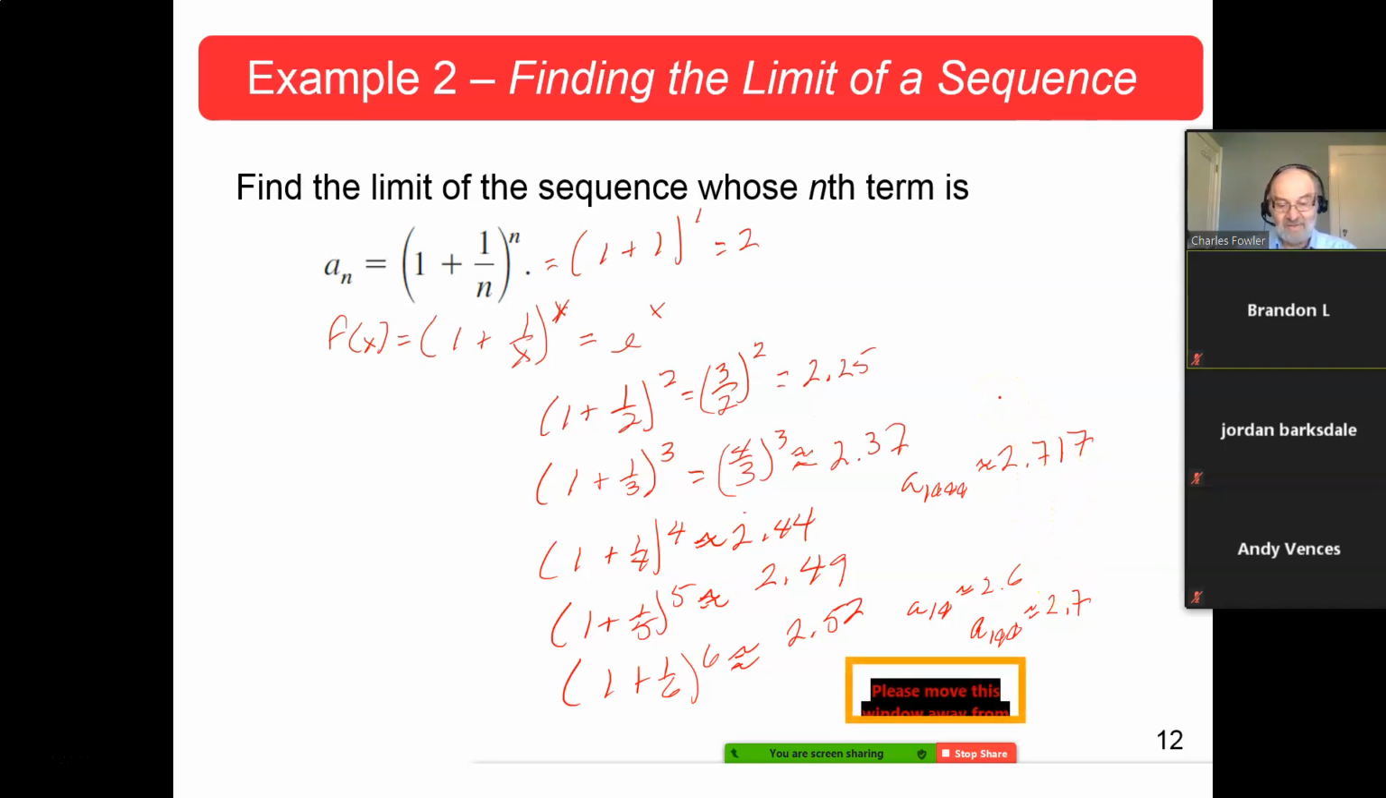Let's see if we can go to 10,000. 1.0001 raised to the 10,000. Ah, look at that. The 10,000th term of that sequence. Aren't you glad I started skipping some? That's approximately equal to 2.718146. Okay? Let's see if it'll do 100,000.